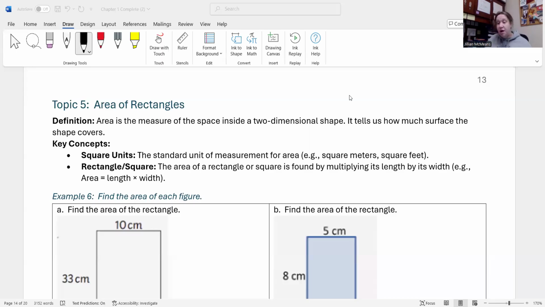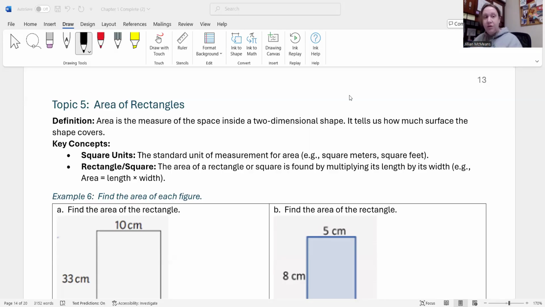For topic 5, we're going to talk about area, specifically of rectangles. Okay, so remember polygons. We talked about this in a previous video. Polygons are flat enclosed figures made up of 3 or more sides. Well, a rectangle is a type of polygon. It's just a 4-sided figure. All right, we all know in the real world what a rectangle is.